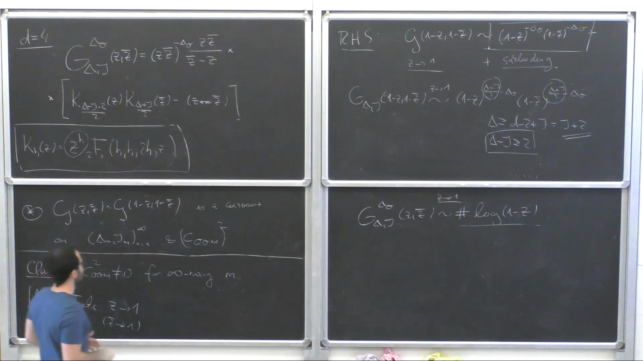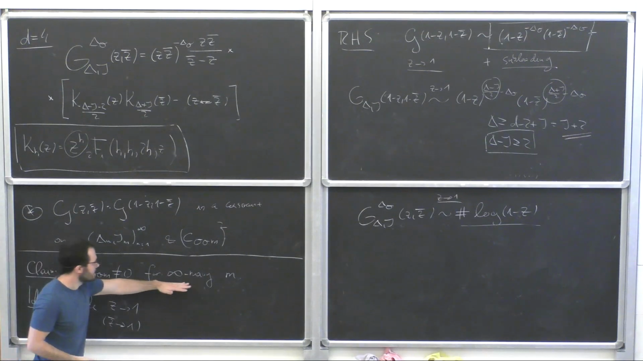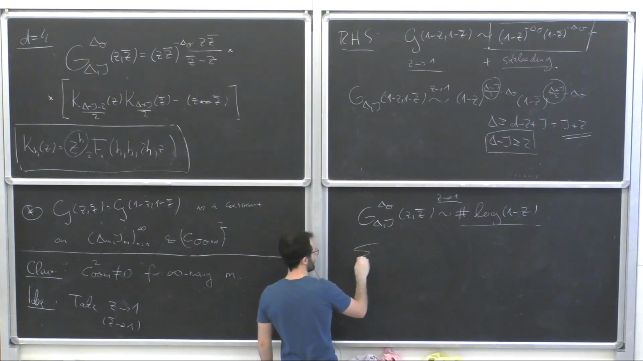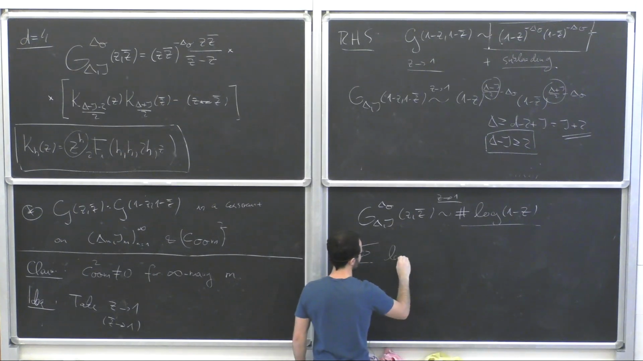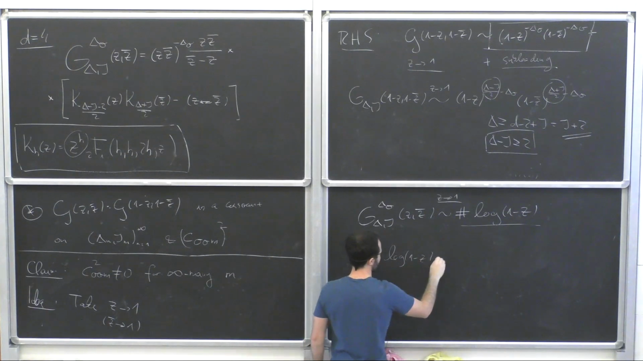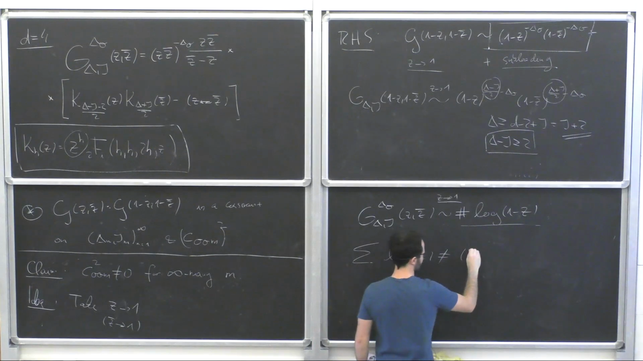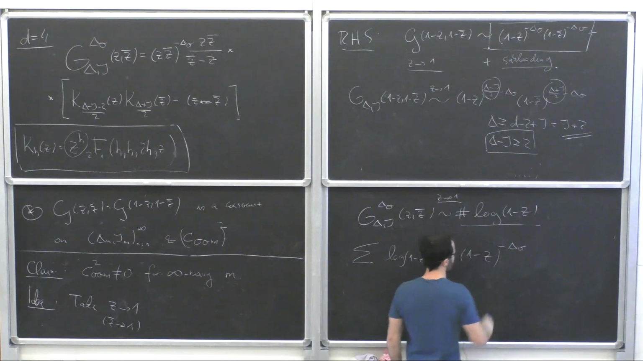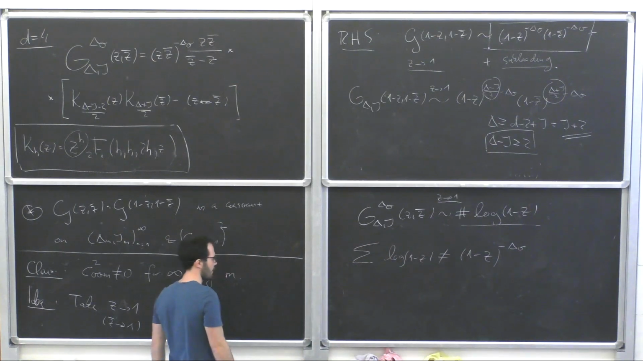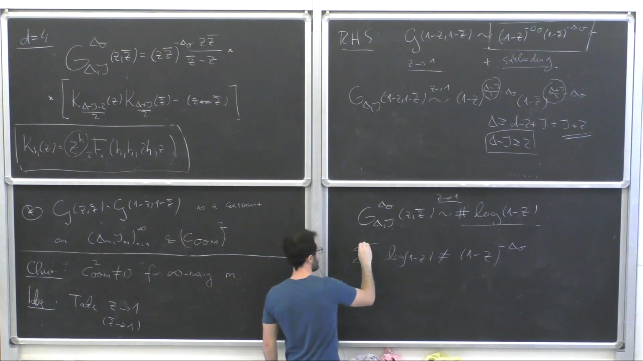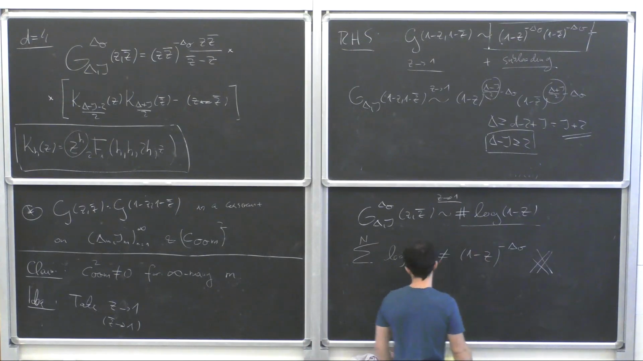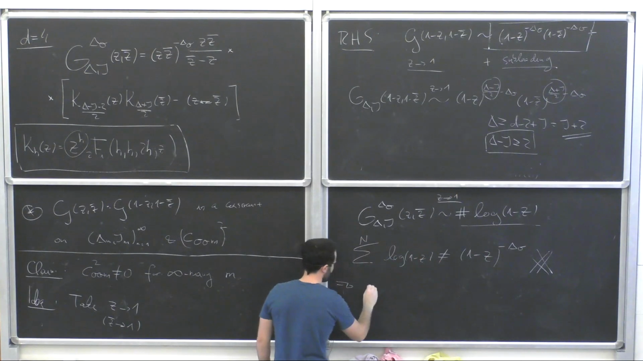So if the sum was finite, we would get a contradiction, right? Because a sum over finitely many terms that only go like a log can never equal something that diverges like a power. The divergence is stronger on the right-hand side. So if the sum was finite, you would get a contradiction. So the sum has to be infinite.